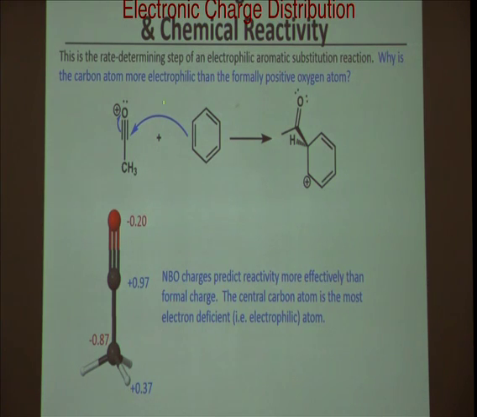It is very good for bookkeeping and counting of electrons, but NBO charges do a much nicer job actually predicting the reactivity of these species and identifying which atom in the nitric acid is most basic and which atom in the acylium is the most electrophilic.